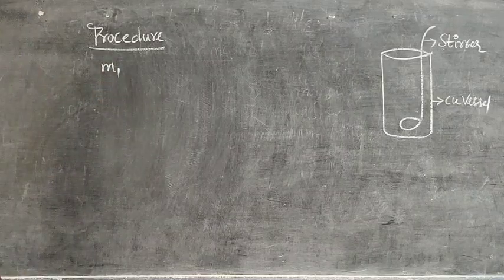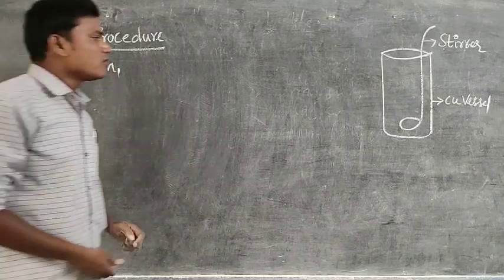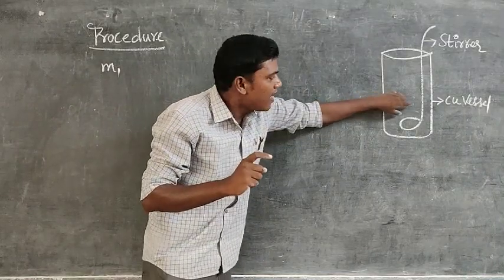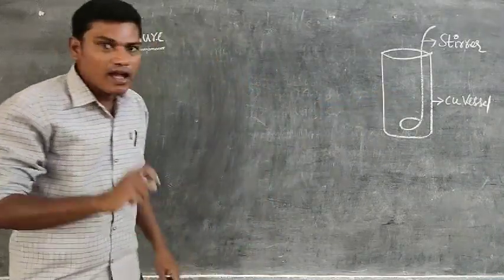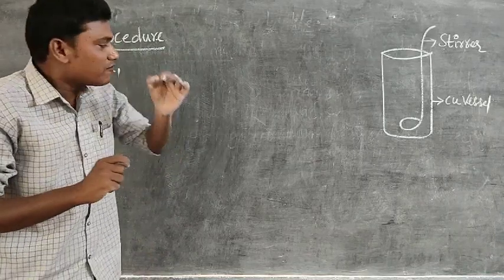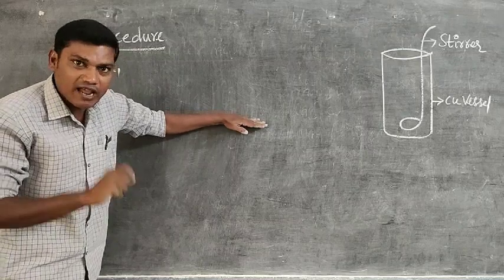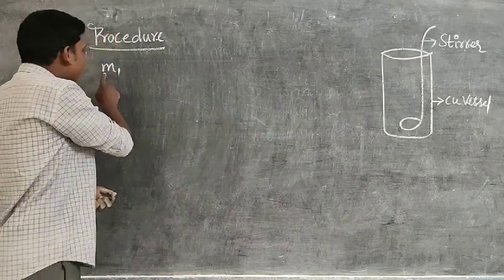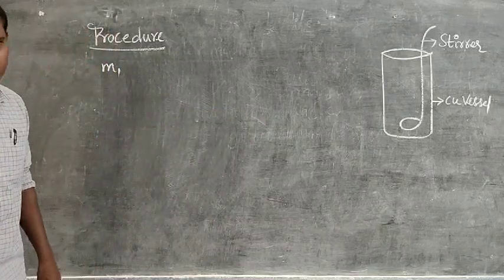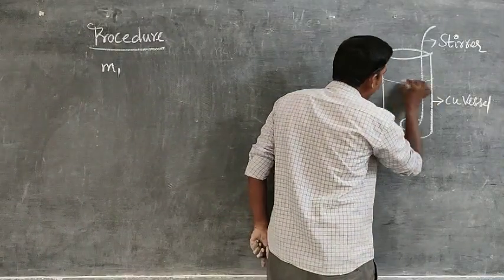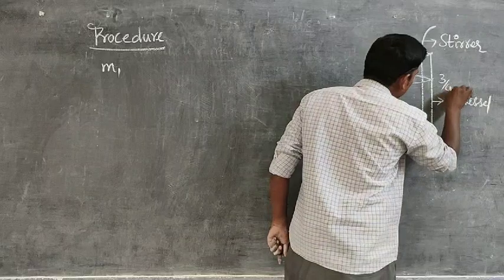Listen very carefully, all of you students. First of all, we take an empty calorimeter along with the stirrer and measure its mass with the help of an electronic weighing balance or physical balance and note its mass as M1. Now the calorimeter is filled with water up to 3/4 level.